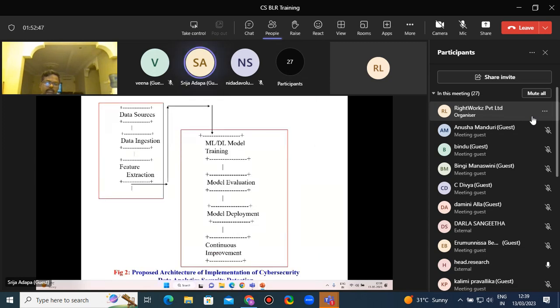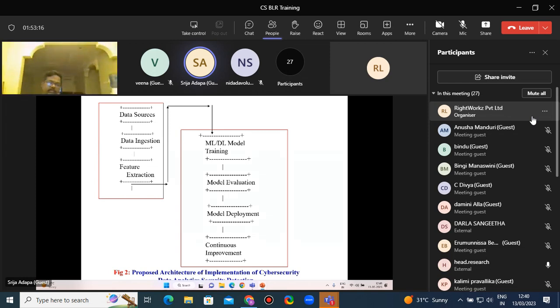Next one, the same proposed architecture. Here data sources, as I said before, is the component that represents the various sources where security related data is stored. Next, data ingestion is a component that involves ingesting the data from various sources into a centralized data platform, which also involves the process of data cleaning and transformation.